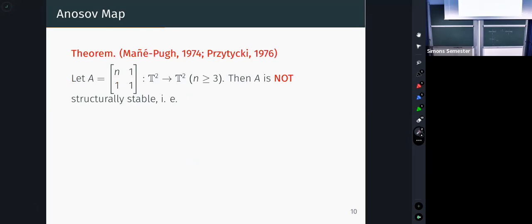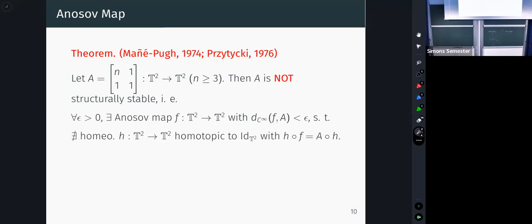The fascinating thing is that all these non-invertible Anosov maps are not structurally stable. It's totally different from Anosov diffeomorphisms. We will give an illustration of why. Actually, it's just because you have a lot of different negative orbits. Not structurally stable means that for any epsilon larger than 0 and for any Anosov map A, there exists some Anosov map which is epsilon-close to A, and there does not exist any homeomorphism, homotopic to the identity, such that you have this commuting diagram, especially on T2. You don't have any conjugacy.